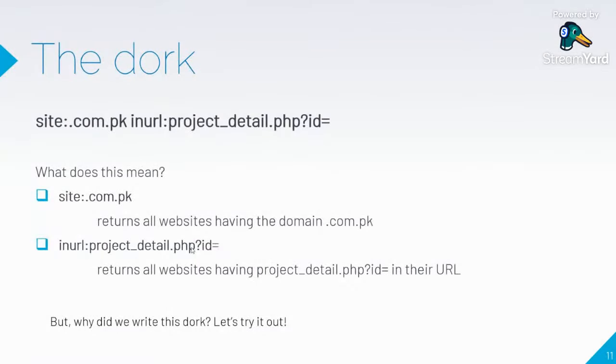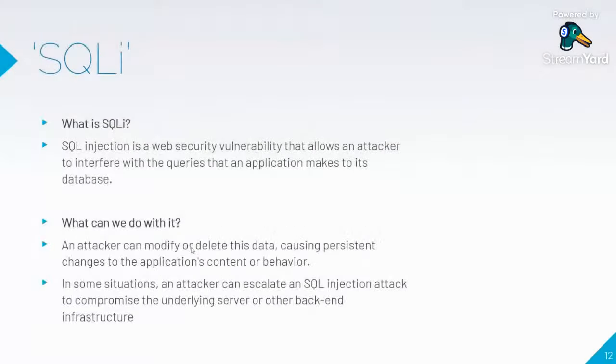Let me just explain to you what we are trying to achieve over here. We'll be talking about SQL injection. So what is SQL injection? Well, SQL injection is a web security vulnerability that allows an attacker to interfere with queries that an application makes to its database. So what can we achieve with SQL injection? Well, the attacker can modify or delete the data, causing persistent changes to the application's behavior. In some situations, you could also escalate the SQL injection to compromise the whole server.